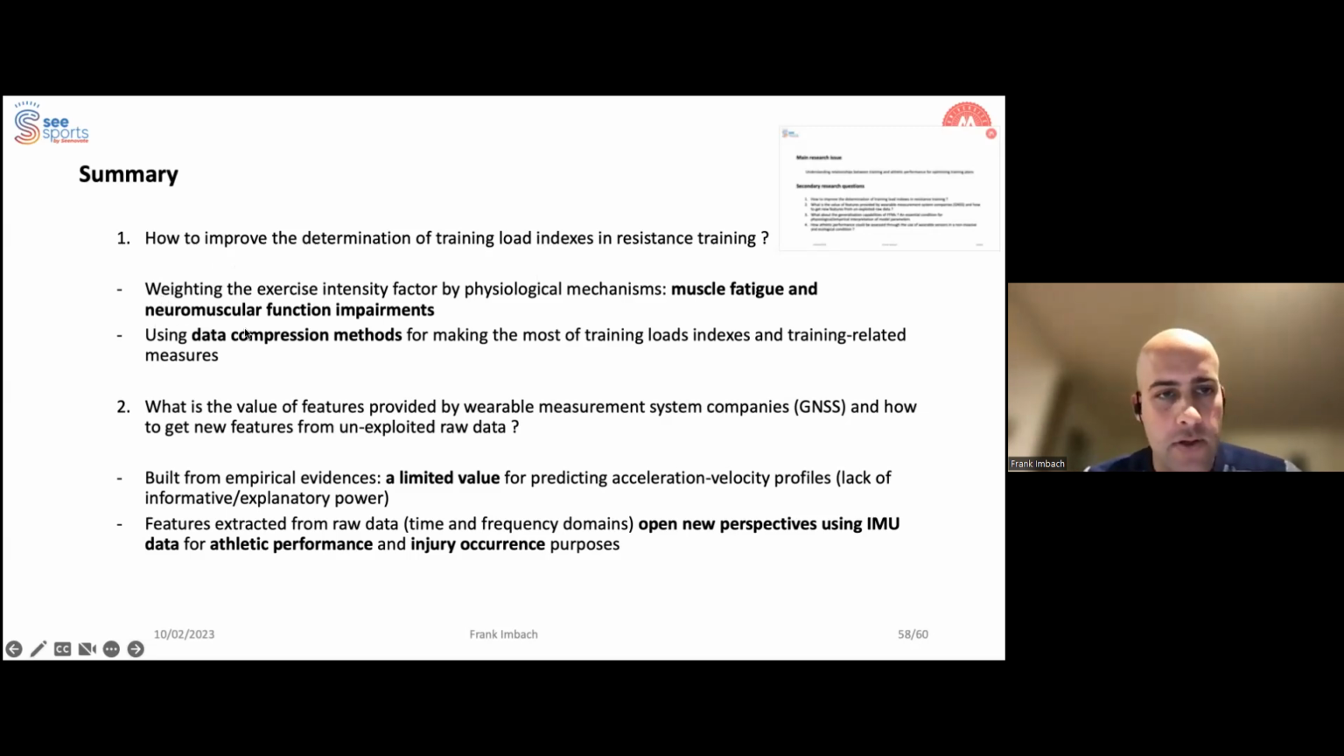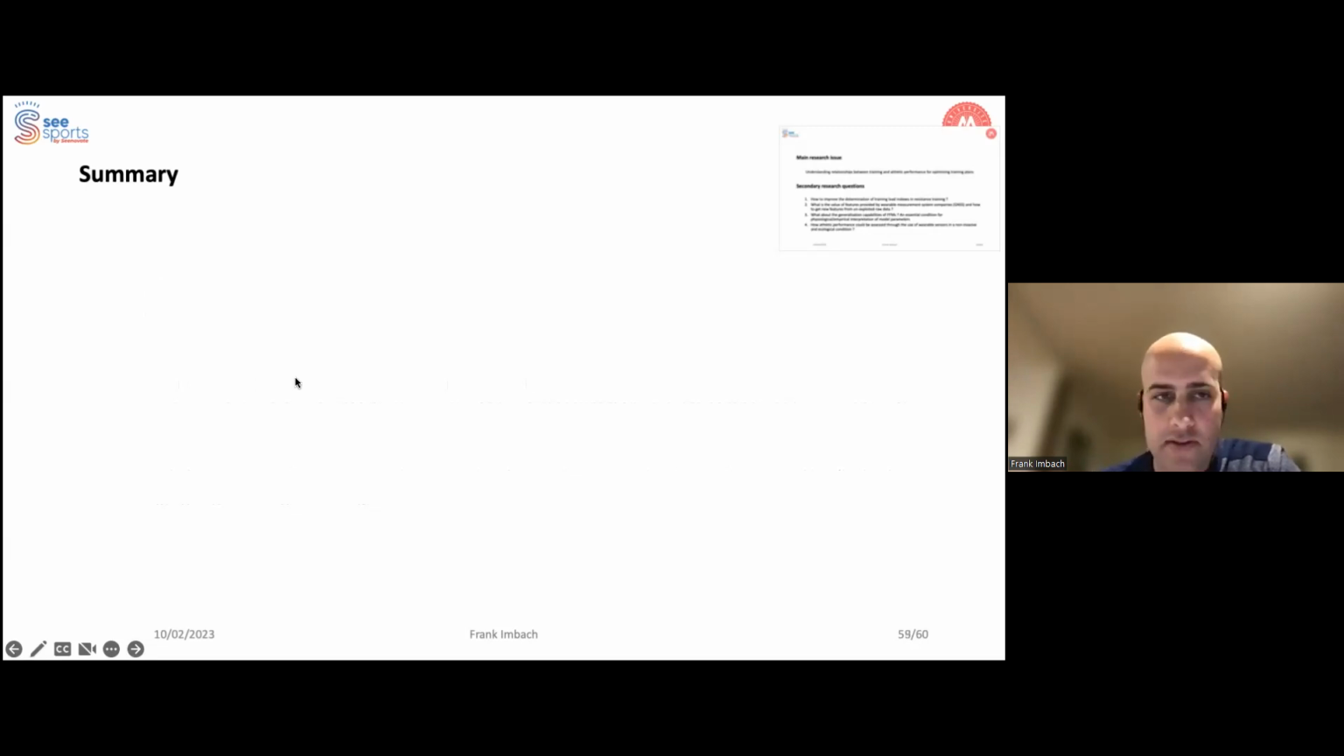What is the value of features provided by GNSS systems and how to get new features from unexploited raw data? So the answers are built from empirical evidences. We have a limited value for predicting acceleration velocity profiles. So lack of informative and explanatory power in this case, considering this target. And features extracted from raw data, time and frequency domains, open new perspectives using, for example, IMU, inertial measurement units, data for athletic performance and injury occurrence. Because we had the same performance using this data as the commercial ones.